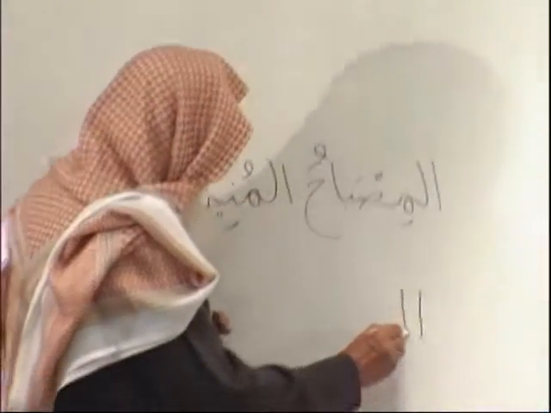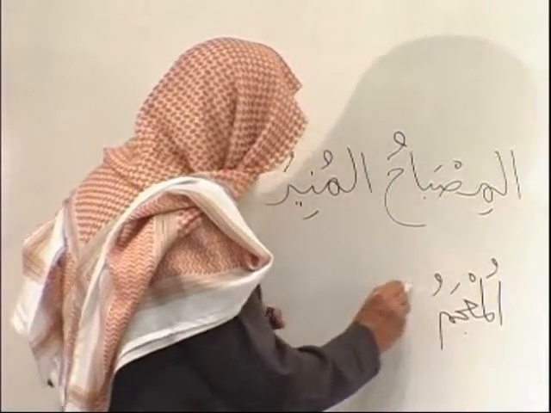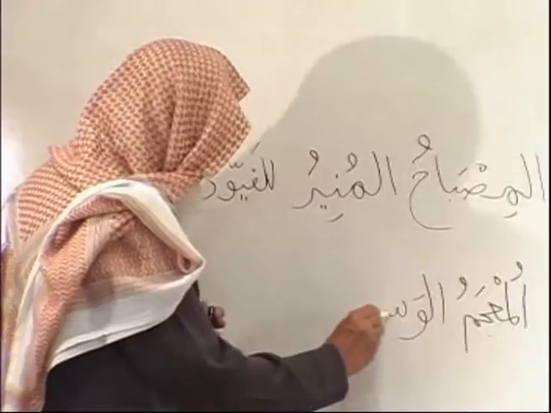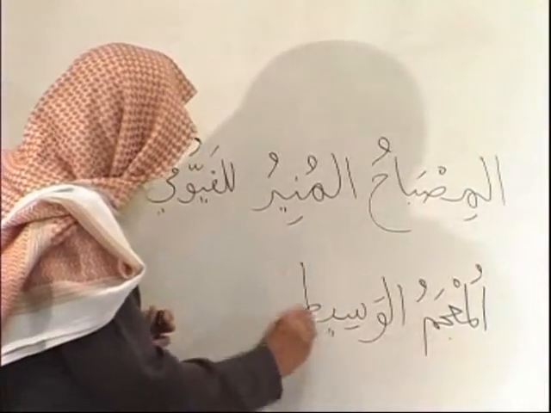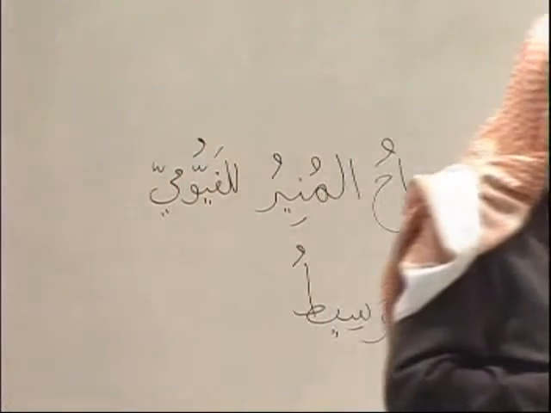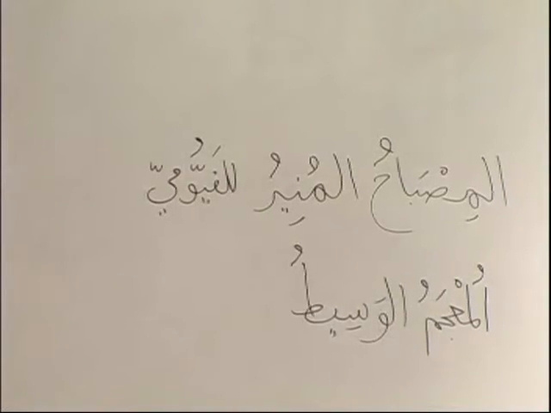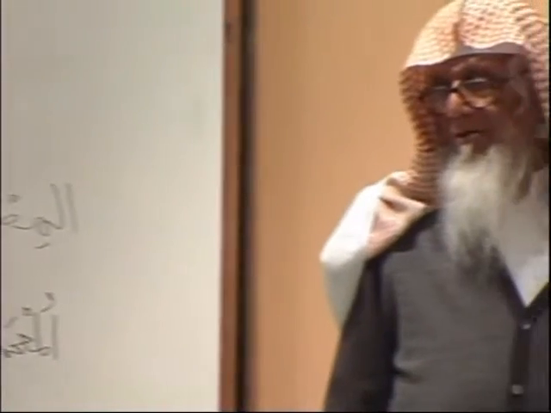A dictionary in Arabic is Al-Mu'jam Al-Wasit. Wasit means what? Medium. Al-Mu'jam is a dictionary. It's not a very large dictionary, it's not very small, but it's medium. Al-Mu'jam Al-Wasit.